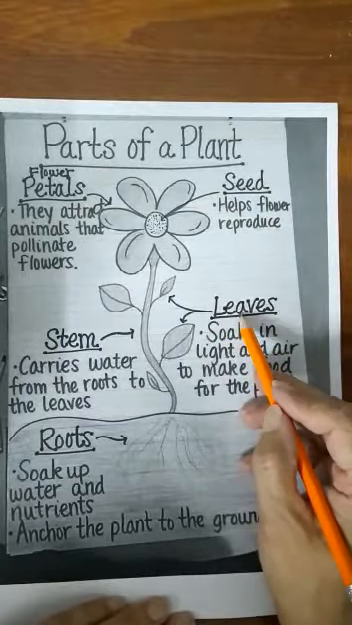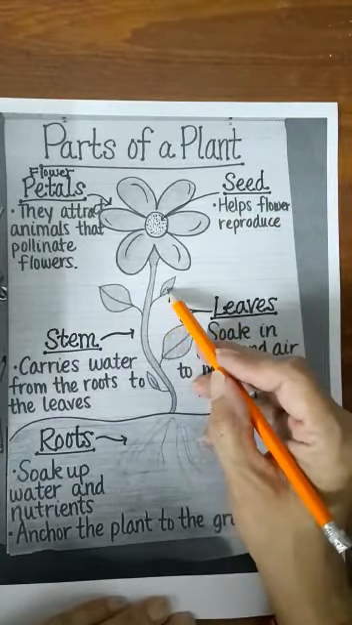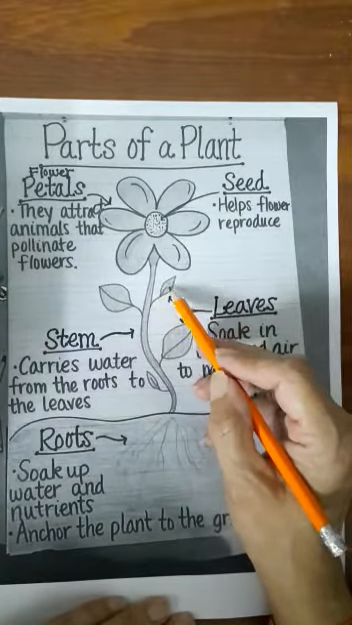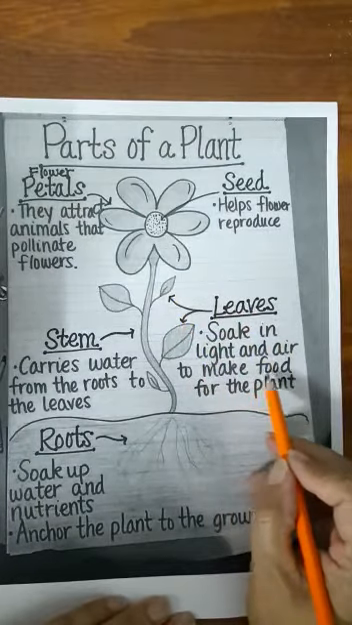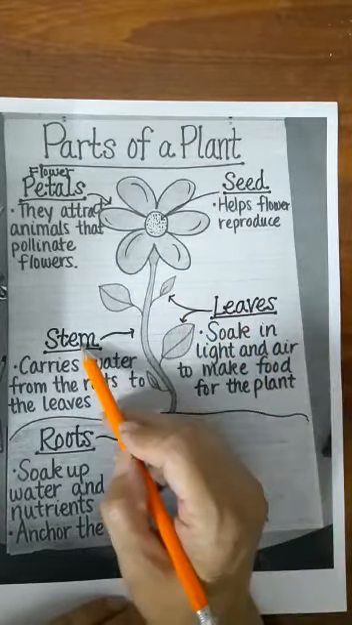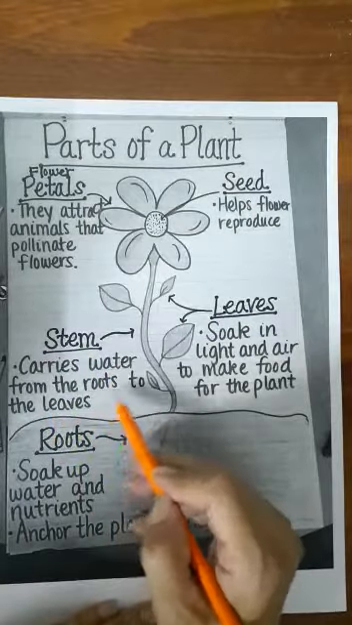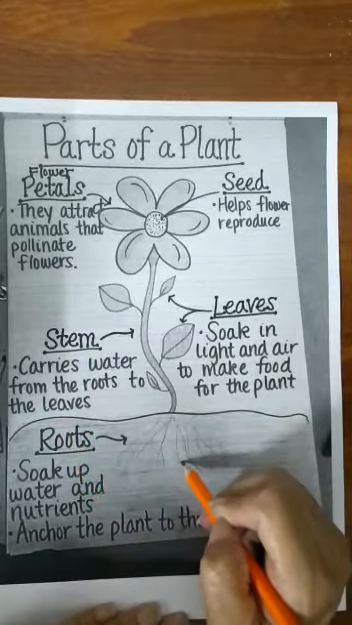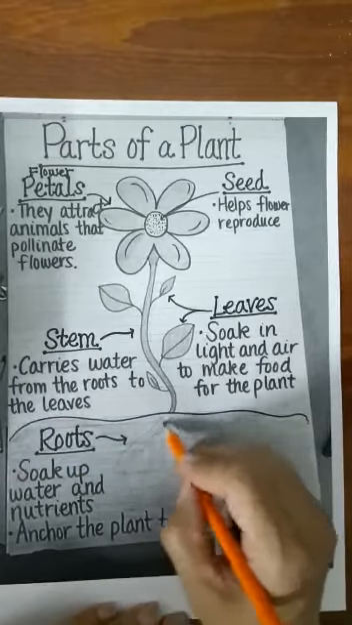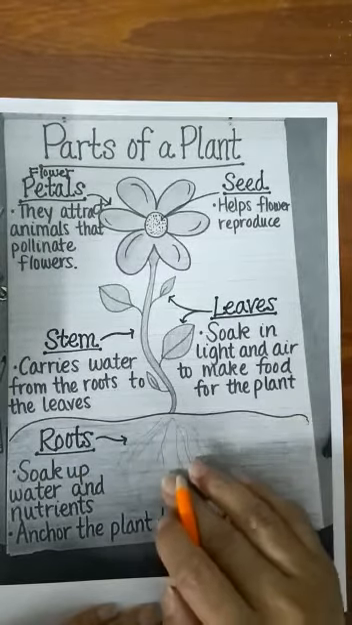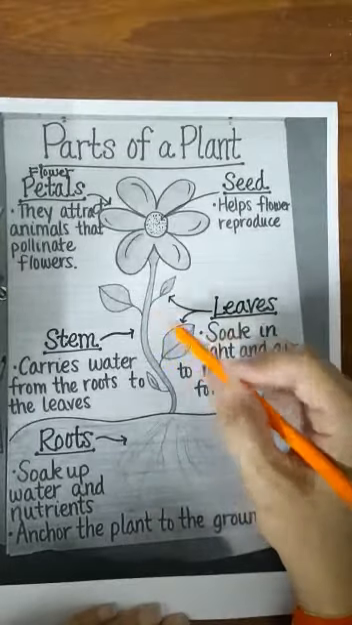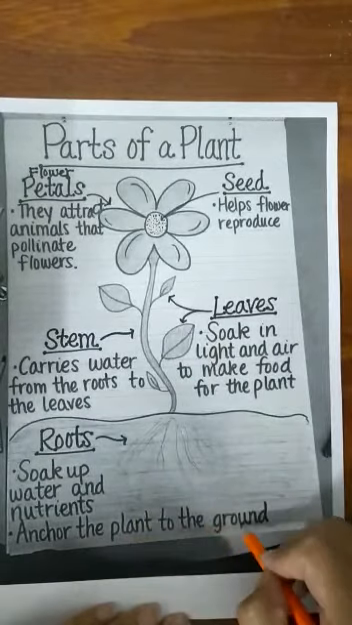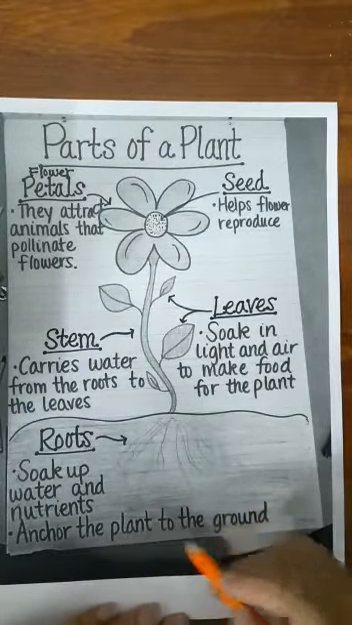Leaves grow towards the air and sunlight, which helps in a process called photosynthesis, in which plants make their own food. The stem carries water from the roots to the leaves. Roots are the underground part of the plant, and they absorb water and mineral salts from the soil and carry it to each and every part of the plant. They also anchor the plant to the ground. It means it fixes the plant inside the soil.